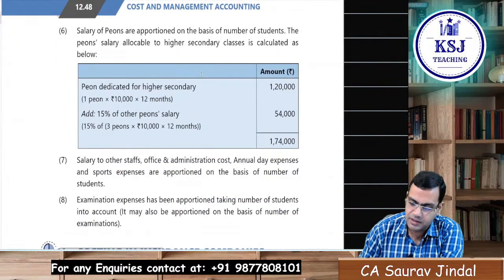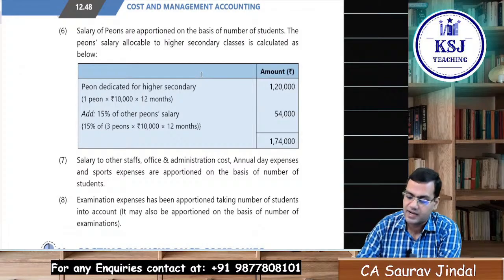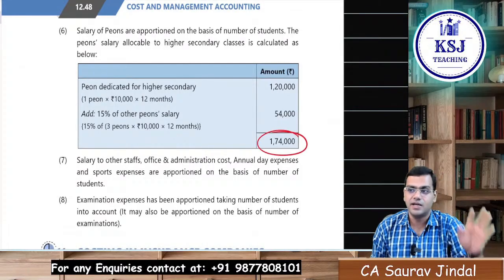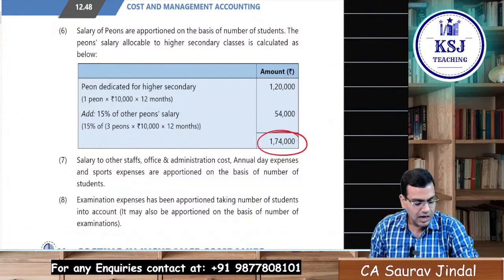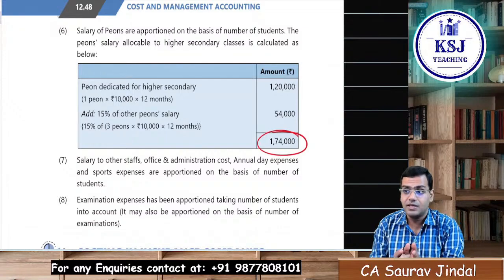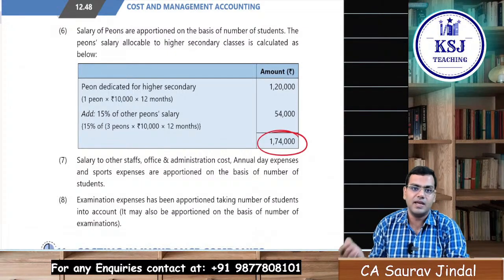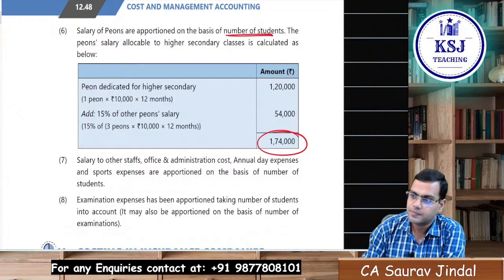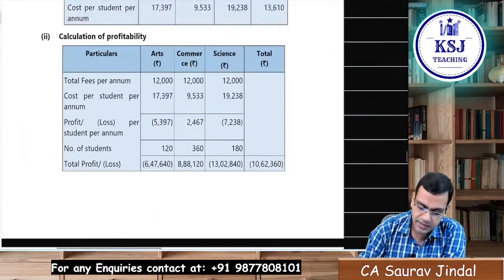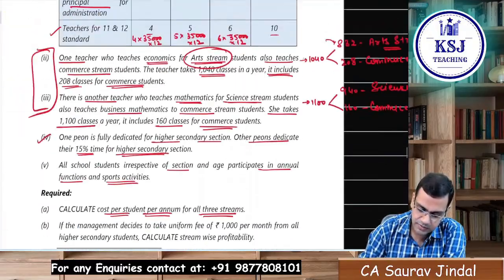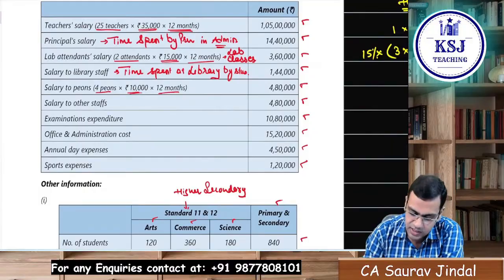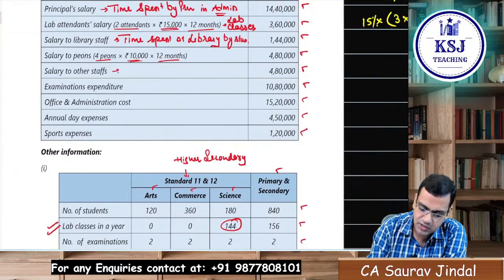So salary of the peon, it is to be distributed. Now 1,74,000 is for the complete higher secondary section. Now how to distribute it between the 3 streams? There is no other way. We distribute it on the basis of number of students. Clear? On the basis of number of students. Next is salary to other staff. Other staff also we can distribute on the basis of number of students, sir.